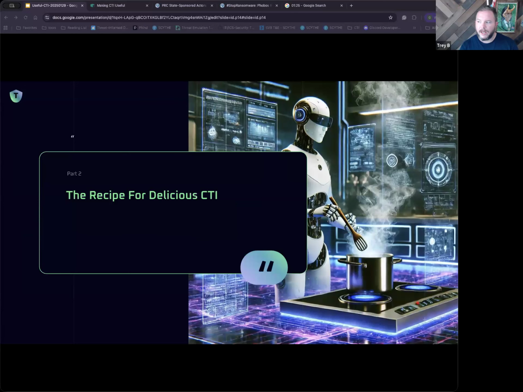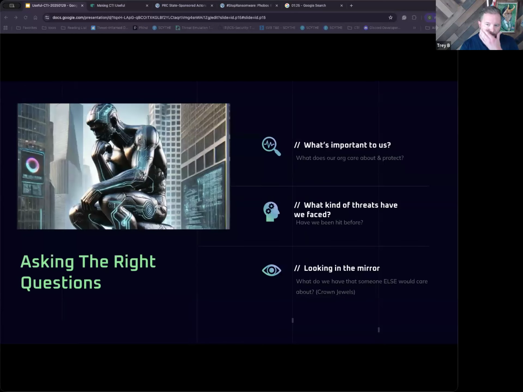So what we're looking at here is everything that goes into making something actionable. First piece of this being asking the right questions. So we're focused on what's really important to us, what do we care about, and what do we want to protect? What kind of threats have we faced historically? Have we already been hit? Have we had to triage some breaches? Have we done IR? Do we have those reports?